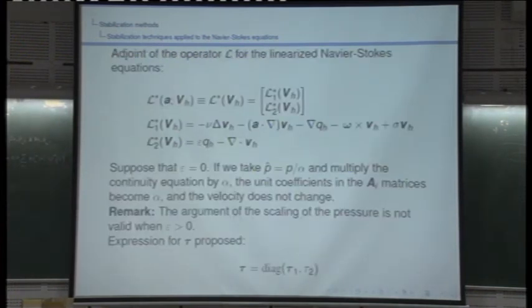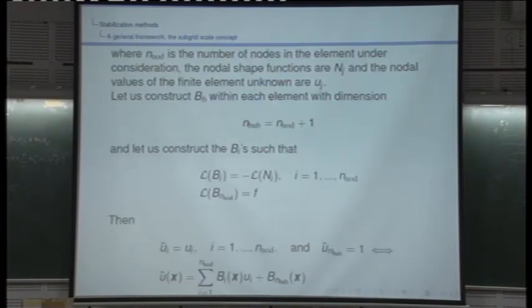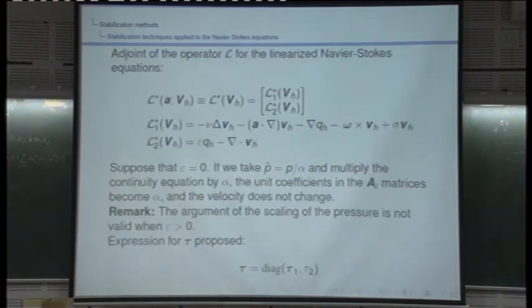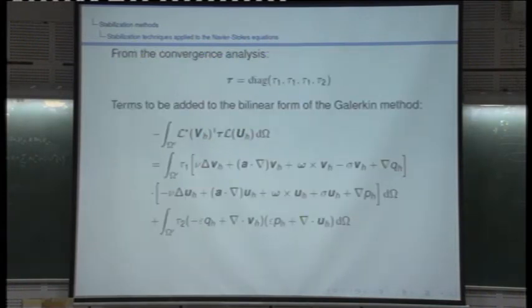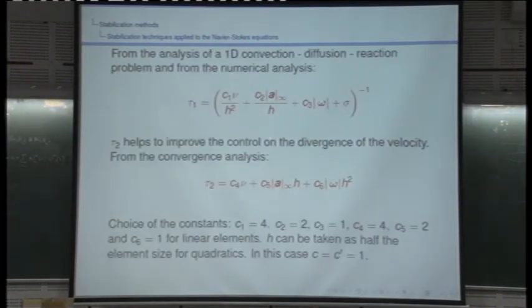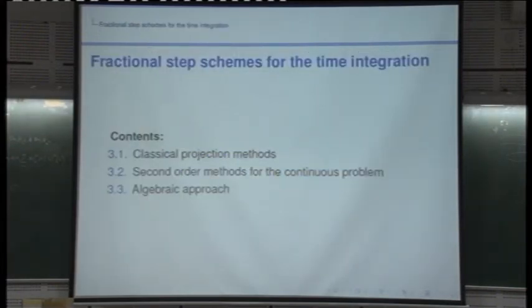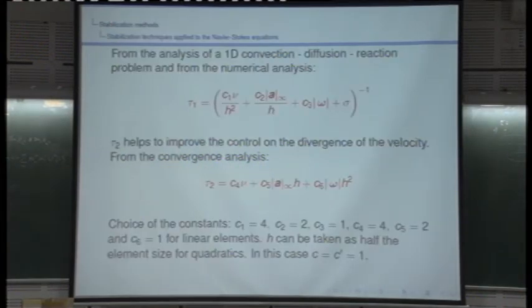So we have to follow the general procedure. At the end, what we have to do is to add the adjoint of the operator applied to the test function, multiplying the residual and multiplied by tau. That's what we have to add. So we add this to the Galerkin method, and that's it, if from the convergence analysis it turns out that this is how it has to behave. And here is where I wanted to stop, and I will stop with an important remark.